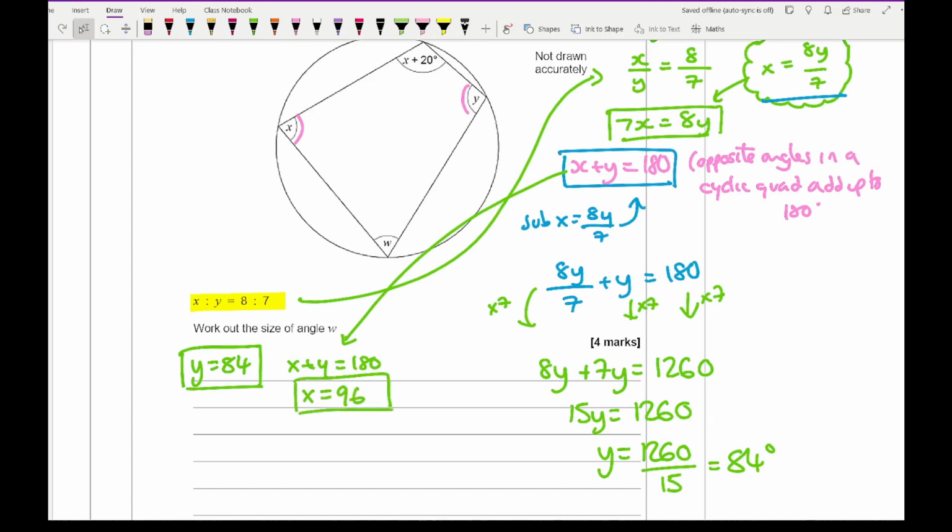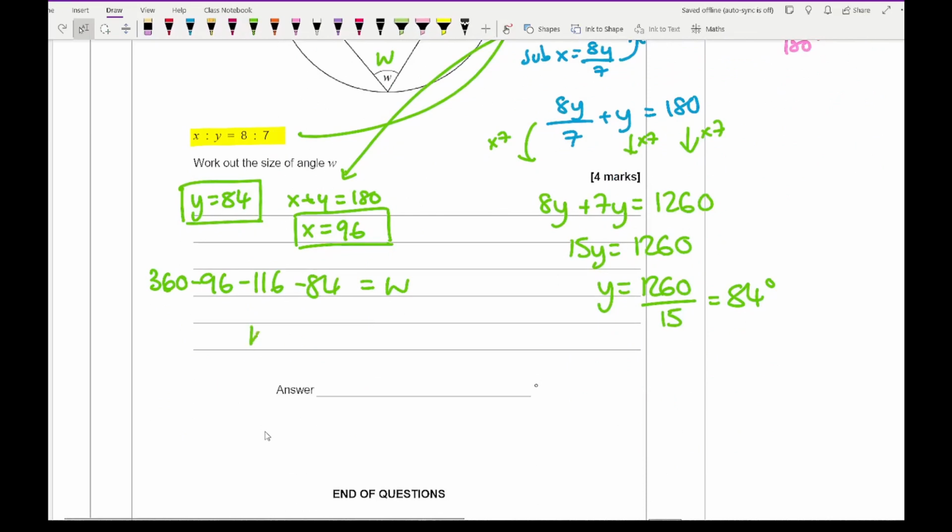And then once I know what x and y are, going back to the diagram, this angle here is going to be 96. This angle here is going to be 116. This angle here is going to be 84. And w is what I want. So therefore, I can work out that 360 minus 96 minus 116 minus 84 equals w, which gives me an answer of 64. So the answer then is 64.